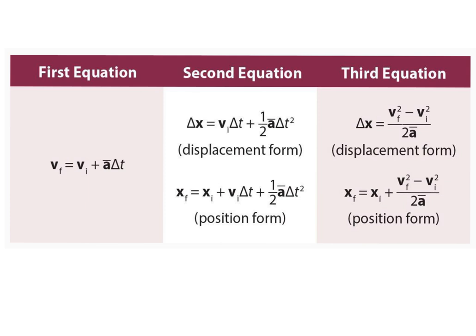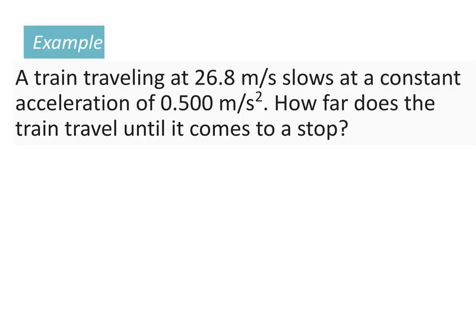If you're trying to find velocity, if you're trying to find position or displacement, or if you're trying to find position or displacement without time. Those are the 3 things that these equations will help you with. All right, so this example says a train is traveling at 26.8 meters per second, slows at a constant acceleration of 0.500 meters per second squared. How far does the train travel until it comes to a stop? How far does it travel until it comes to a stop?